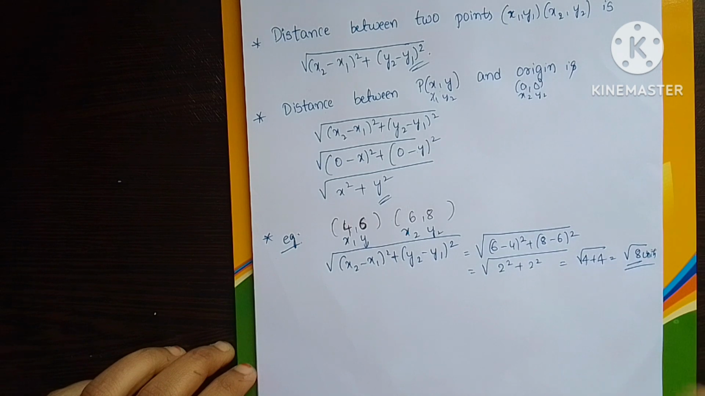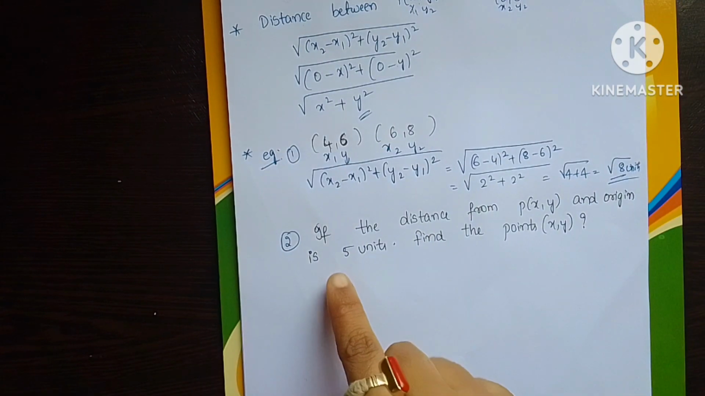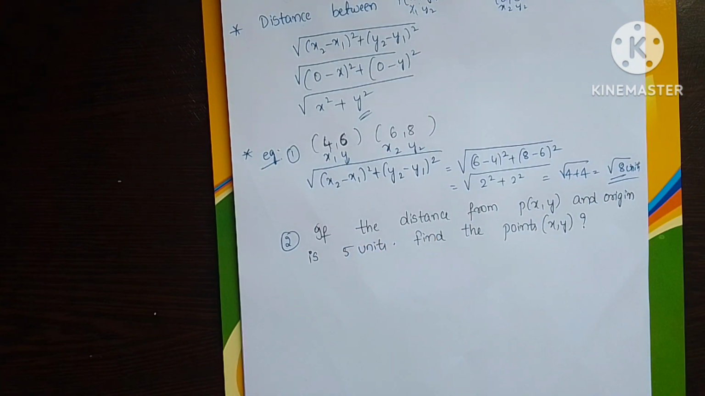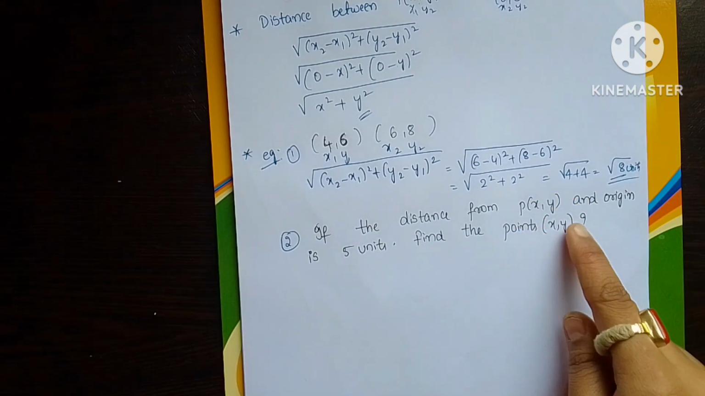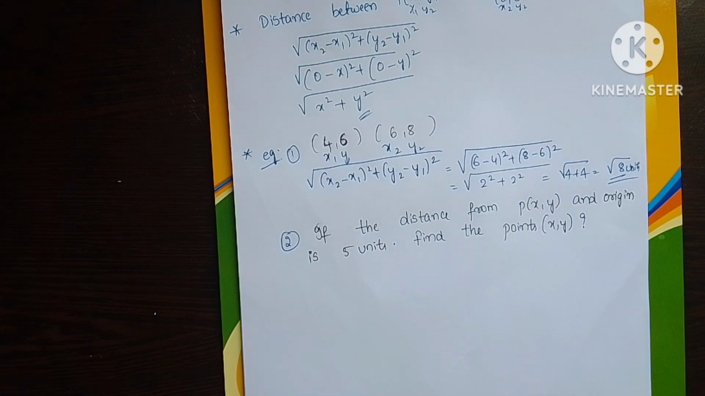So let us see another problem. I am just giving an example for you to understand. That's it. Let's go into the problem. The question they have given is: if the distance from P of (x, y) to the origin is 5 units, find the point P of (x, y). We have to find these x and y coordinates.